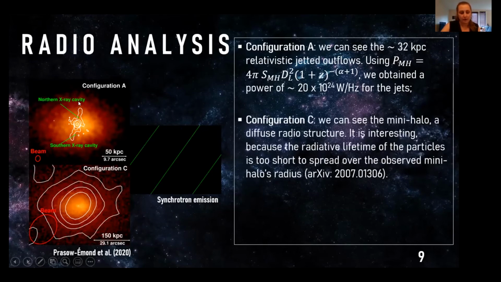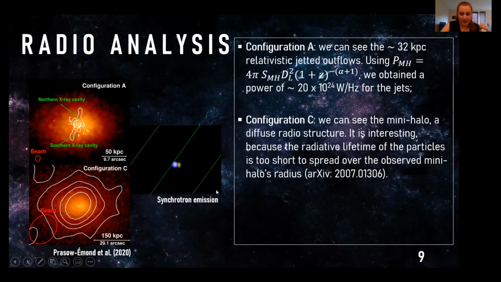To continue, we have here the configuration C of our object, and here you can see a diffuse radio structure. That's what we call a radio mini halo. Radio mini halos are really interesting because the radiative lifetime of the relativistic particles is too short to spread over the radius that we observe for the mini halo. So there must be something reaccelerating the particles, which makes the object really interesting.